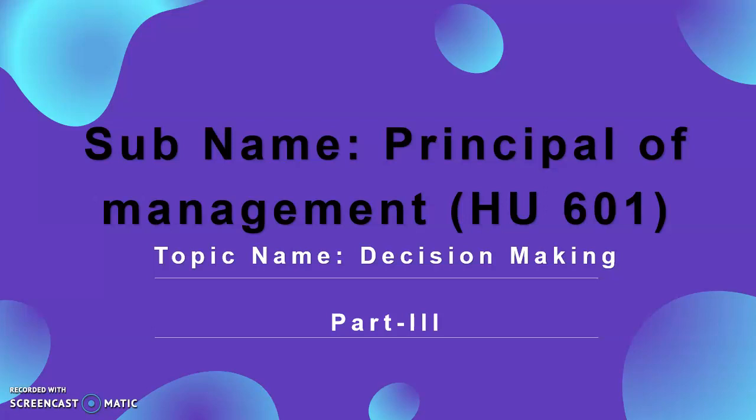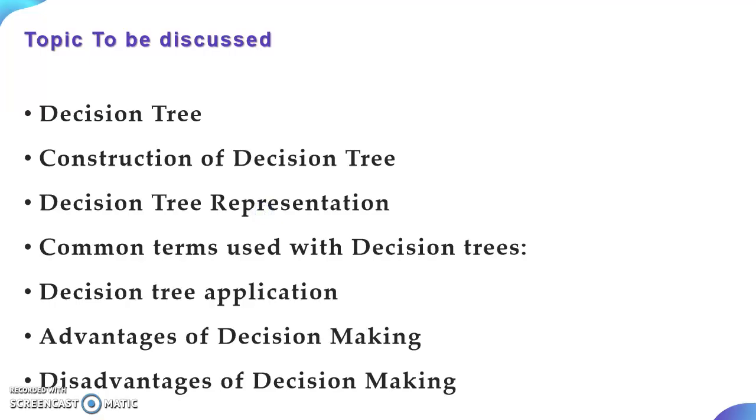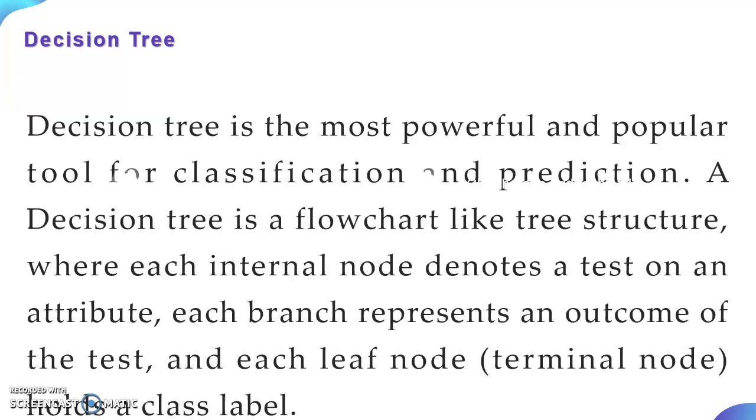So the topics covered here will be: decision tree, construction of decision tree, representation, common terms used with decision tree, application, advantages of decision making, and disadvantages of decision making. First one, what is a decision tree?